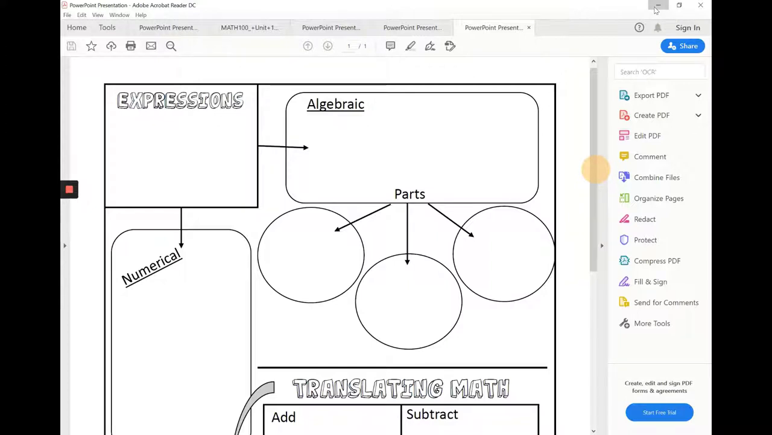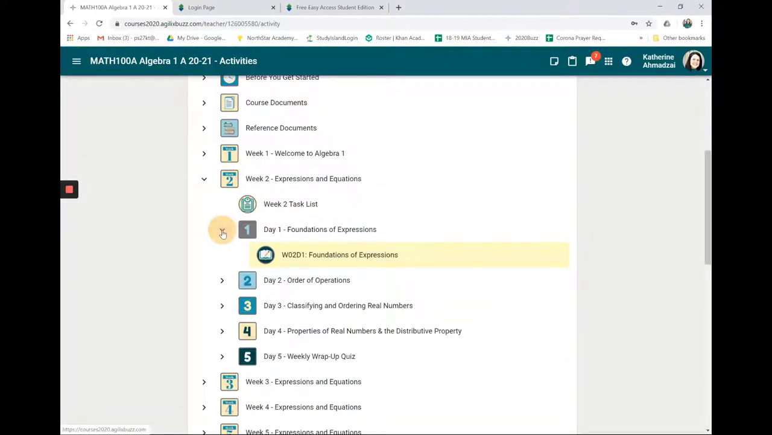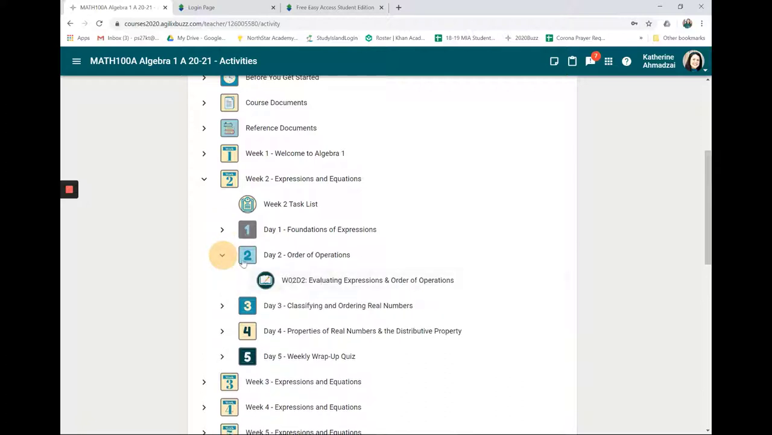We'll also see as we move through that many of the lessons will also include videos that a North Star Academy teacher has made. One of those is found in day two, in fact. And whenever we open day two, we're on evaluating expressions and the order of operations.